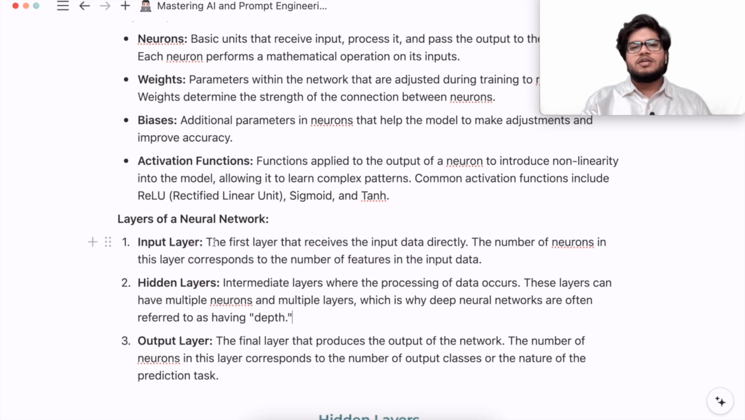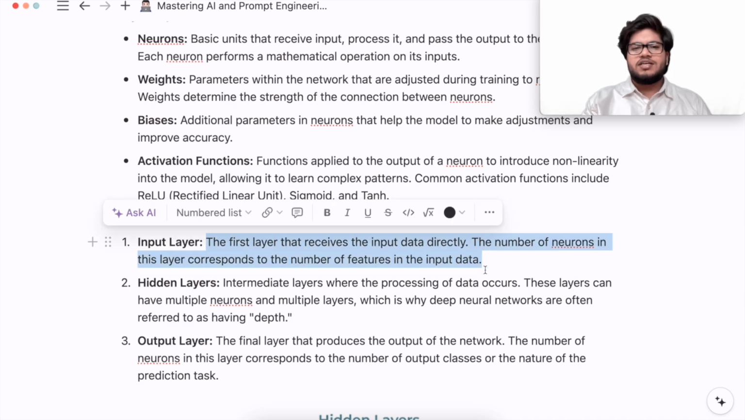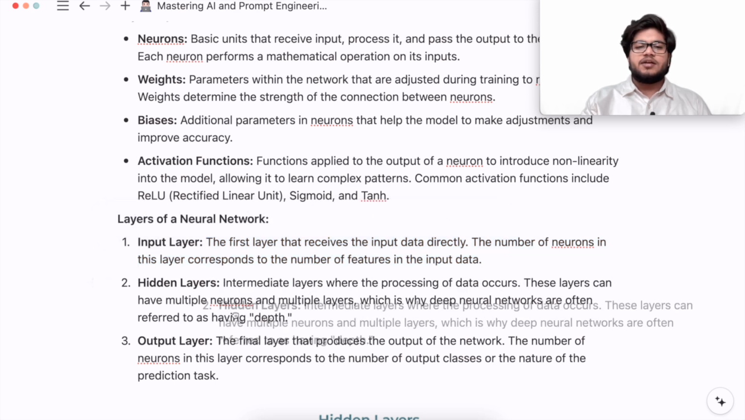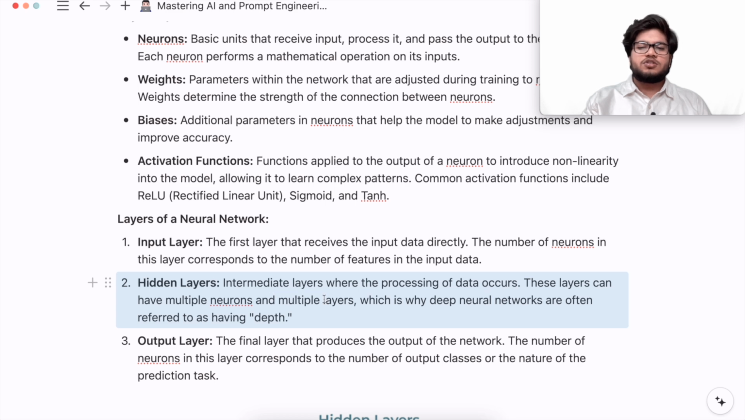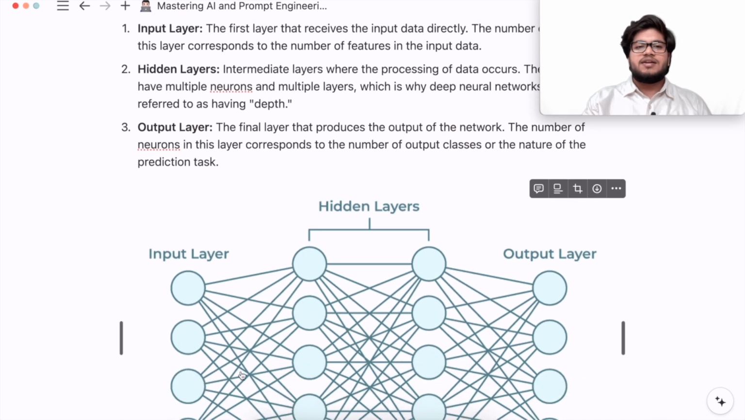So the input layer is the first layer that receives input data directly. The number of neurons in this layer corresponds to the number of features in the input data. Now comes the hidden layer. Hidden layers are intermediate layers where the processing of data occurs. These layers can have multiple neurons and multiple layers, which is why deep neural networks are often referred to as having depth. Now the output layer, the final layer that produces the output of the network. The number of neurons in this layer corresponds to the number of output classes or the nature of the prediction task. Now let us see the diagram of these layers.